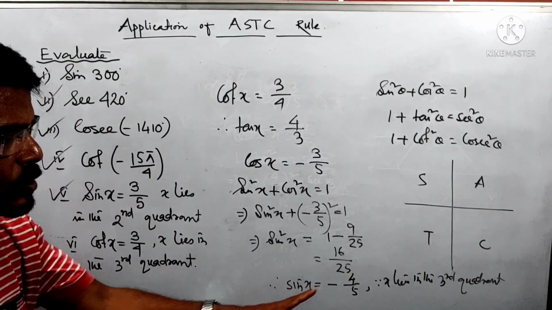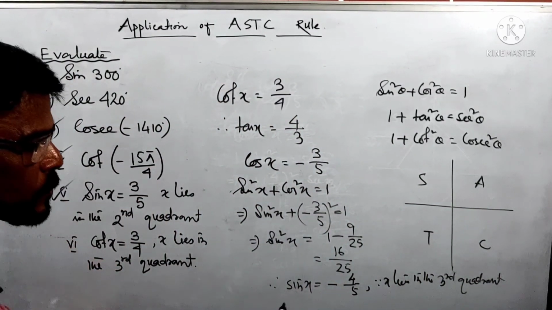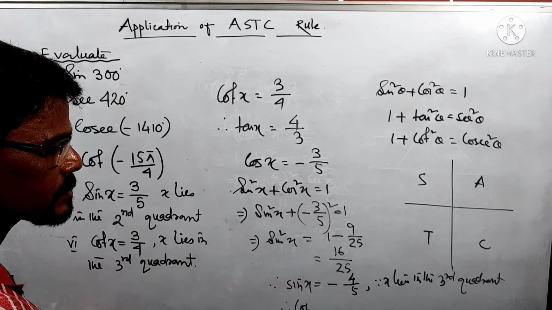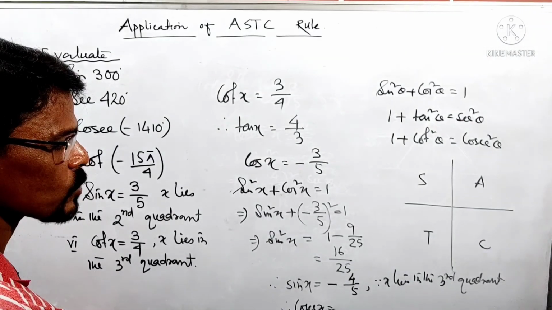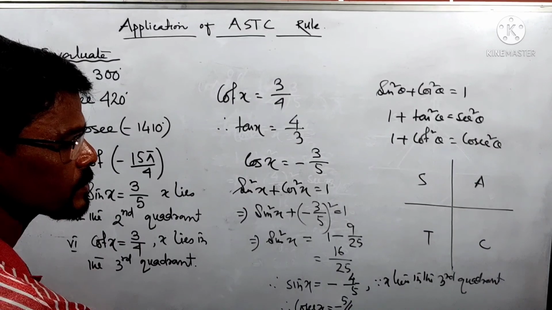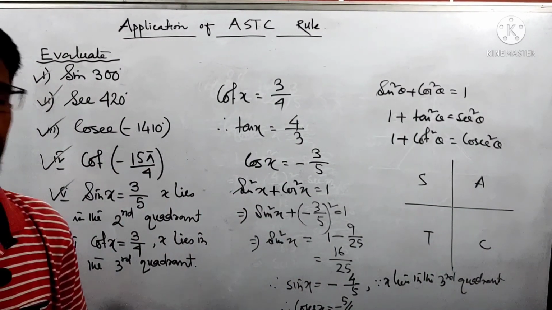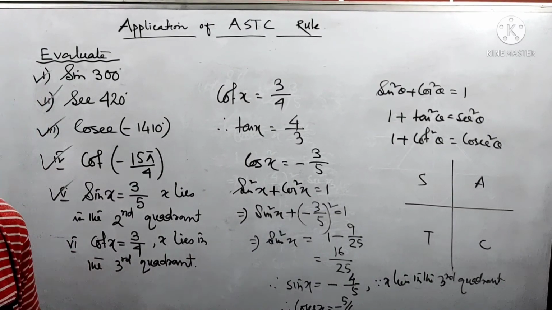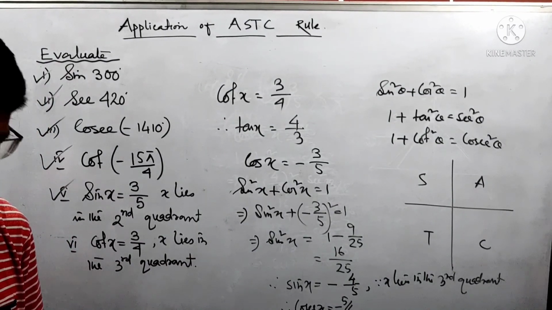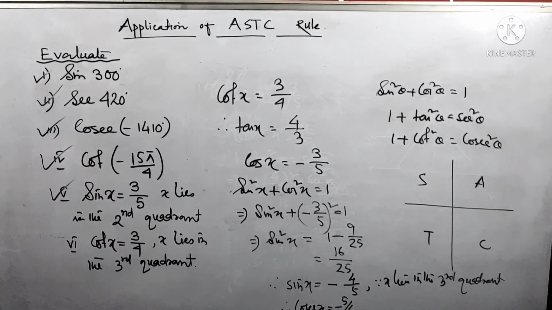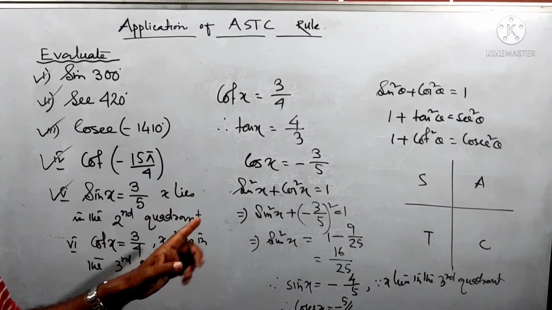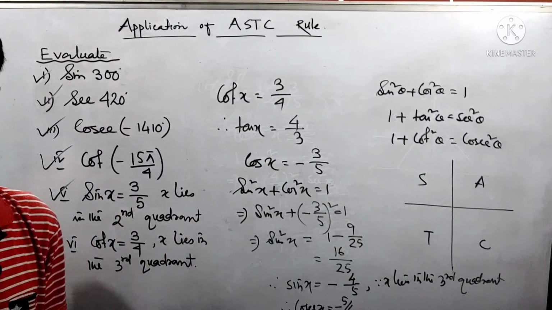And since sin x equal to minus 4 by 5, therefore its opposite, cosec x equal to minus 5 by 4. So these are the values of the other trigonometric ratios whenever one ratio is given, and the quadrant where the angle lies, that condition is also given. According to the quadrant, we can calculate all other trigonometric ratios.